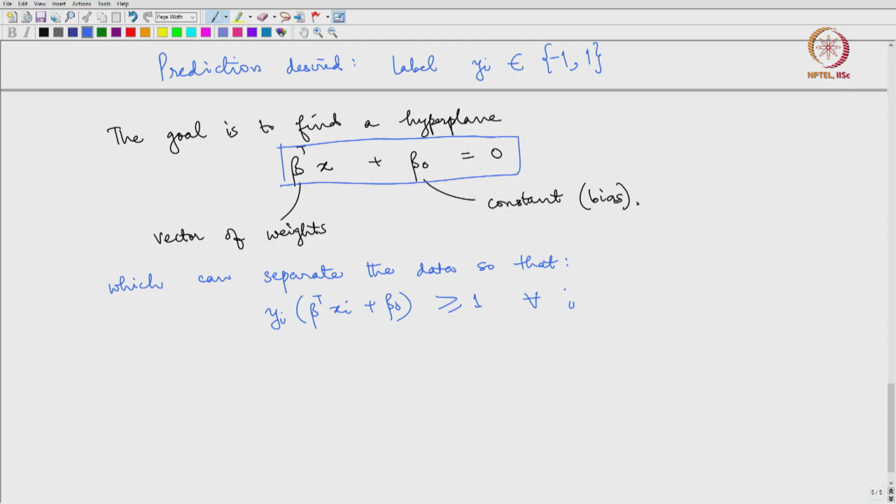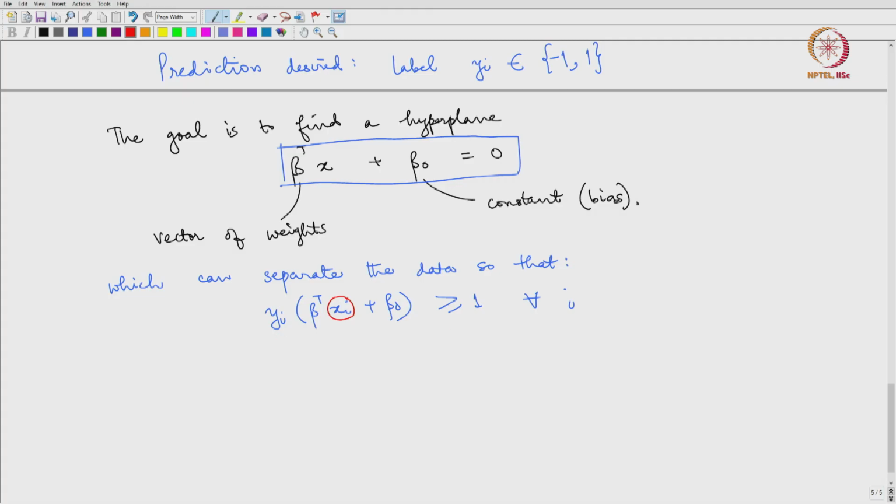Remember that when you are talking about a point xi here, that may not, or ideally will not, lie on the dividing hyperplane. It will lie on either side of the hyperplane, and that is why beta transpose xi plus beta naught is not 0. This is 0 exactly on the hyperplane. What we are now talking about is data points that will most likely not lie on the hyperplane, so then we can write this particular condition here.